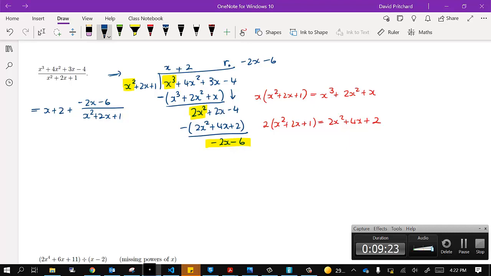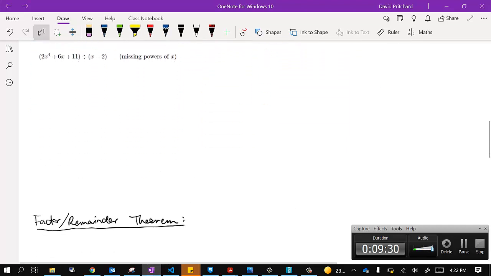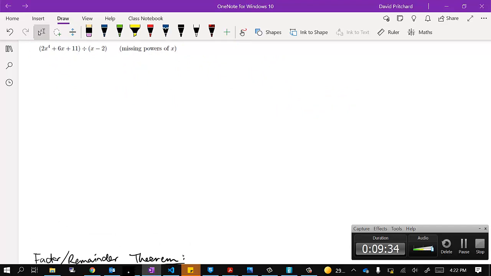All right, so we've got one more example. Now this one is important because we've got missing powers. When we have missing powers, we want to fill them in.